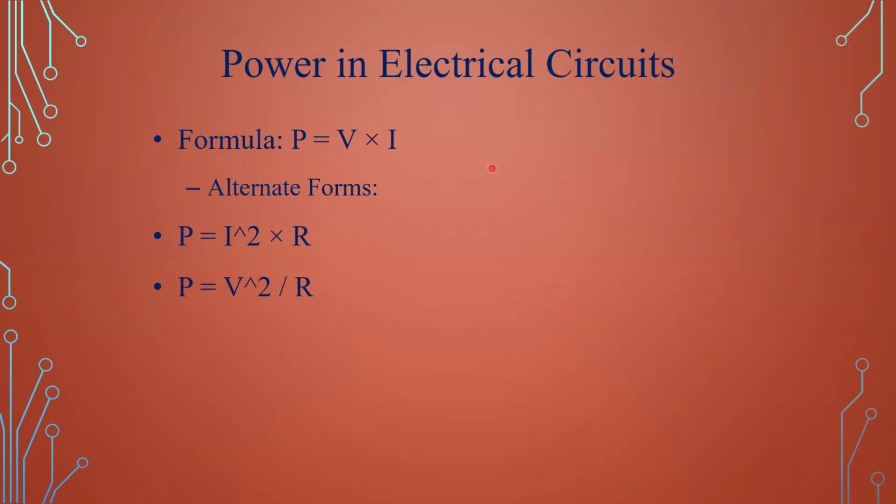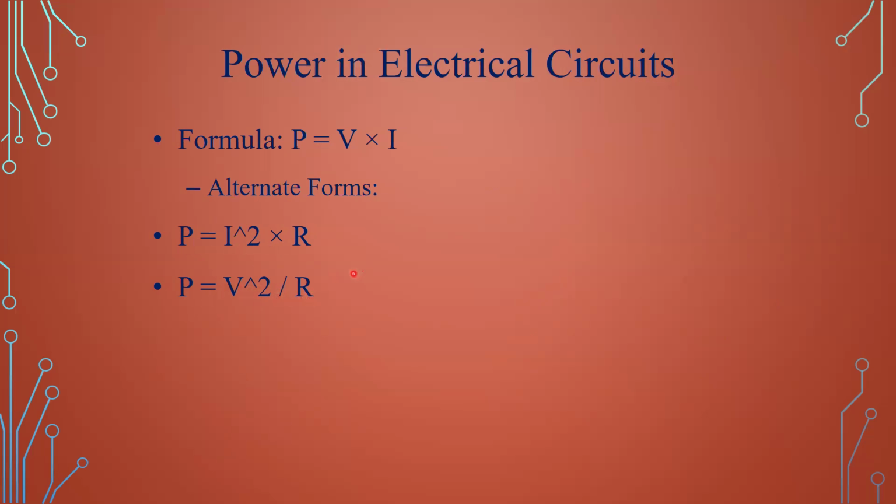Now we move to the second objective, that is to understand what is power in the electrical circuit. The simple formula to calculate power in the electrical circuit is power P equals V times I. There are two alternate forms by which we can calculate the power in circuits. That is, P equals I square times R, where I is the current, R is the resistance. Or we can also calculate power P equals V square divided by R, where V is the voltage, R is the resistance again.